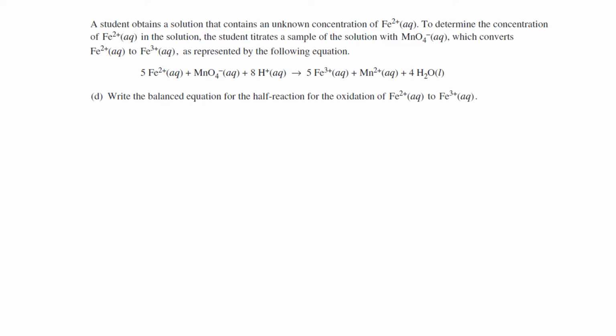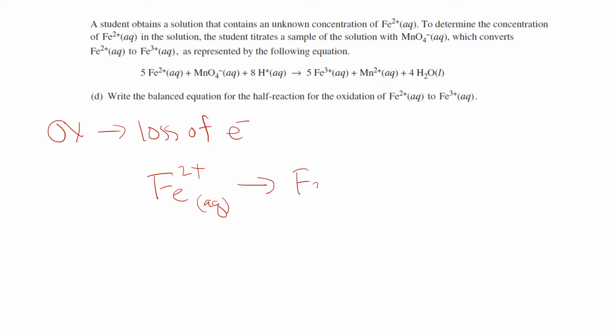In D, the balanced equation for the half reaction of the oxidation. So remember your OIL RIG, oxidation. So if I'm talking about my oxidation, that is the loss of electrons. Okay, and I'm going from my Fe2+ aqueous to my Fe3+. So there's the first part. Since I'm not gaining electrons, my electrons are going to be on this side. And since I'm going from a 2+ to a 3+, I'm only losing 1 electron. So that would be your balanced half reaction for the oxidation.